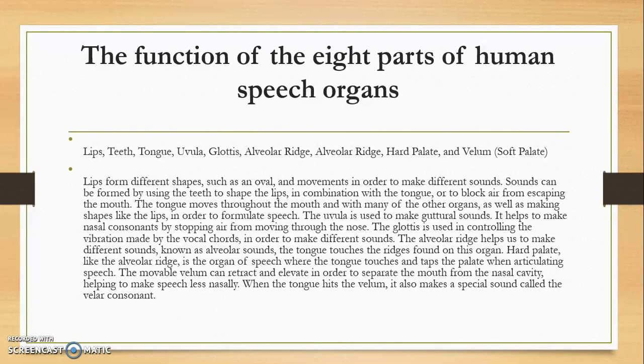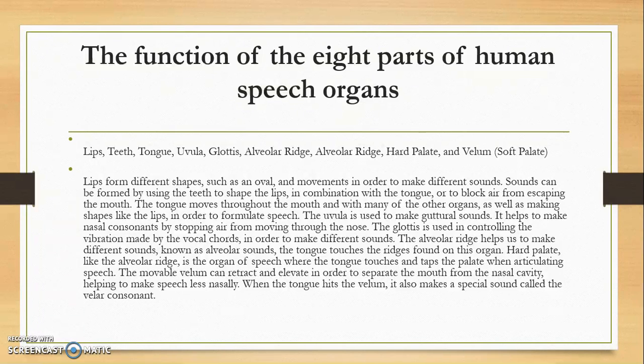Lips form different shapes, such as an oval, and movements in order to make different sounds. Sounds can be formed by using the teeth to shape the lips in combination with the tongue, or to block air from escaping the mouth. The tongue moves throughout the mouth and with many of the other organs, as well as making shapes like the lips in order to formulate speech.